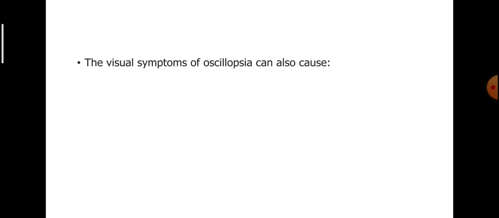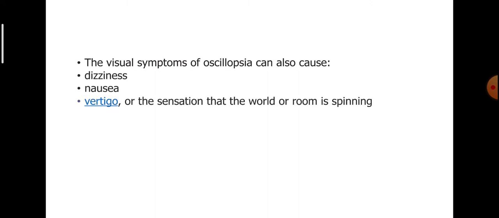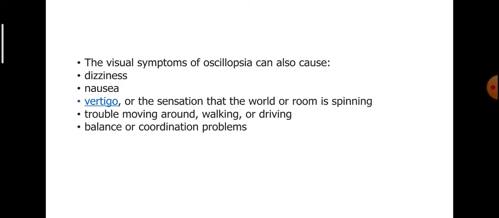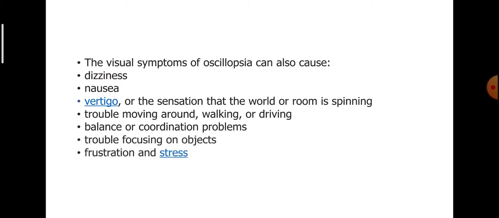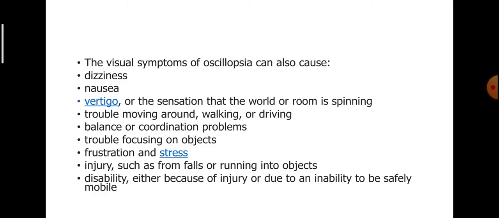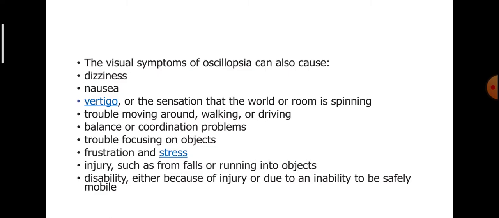The visual symptoms of oscillopsia can also cause dizziness, nausea, vertigo, or the sensation that the world or room is spinning, trouble moving around, walking, or driving, balance or coordination problems, trouble focusing on subjects, frustration and stress, injury such as from falls or running into objects, and disability either because of injury or due to an inability to be safely mobile.